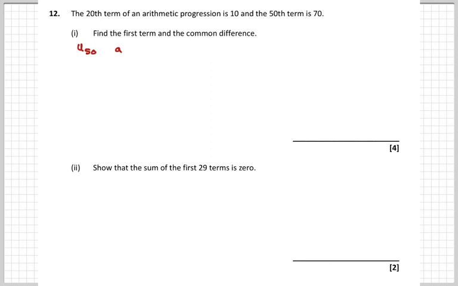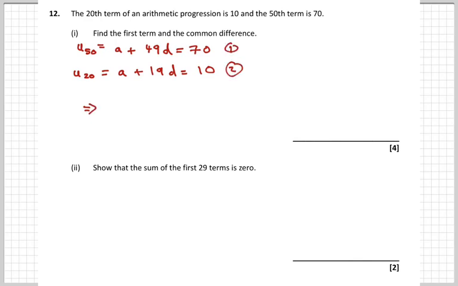So we have the 50th term, which we know to be a plus 49 lots of the difference. We're told in the question that the 50th term is 70. So we can state this equation. The first term plus 49 differences is 70. For the 20th term, this is the first term plus 19 differences, and this gives us 10, because that's what we're told in the question.